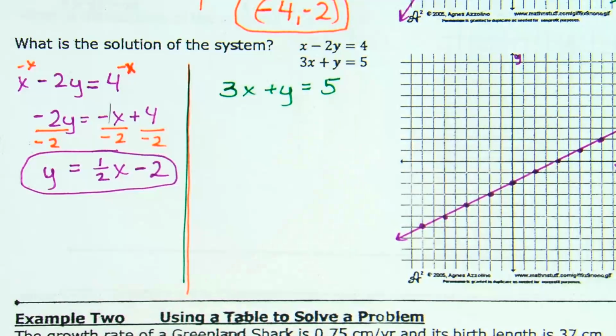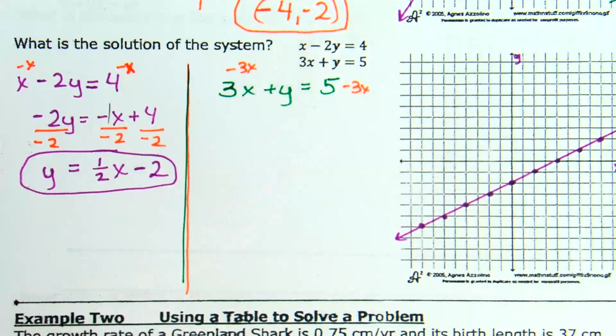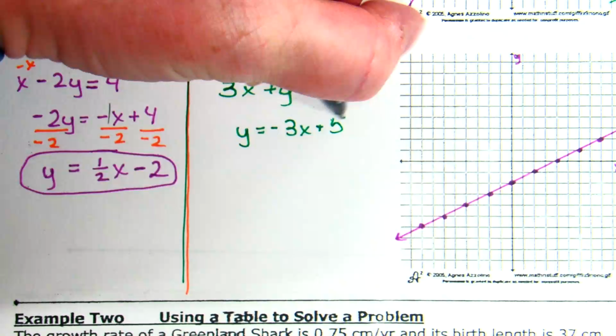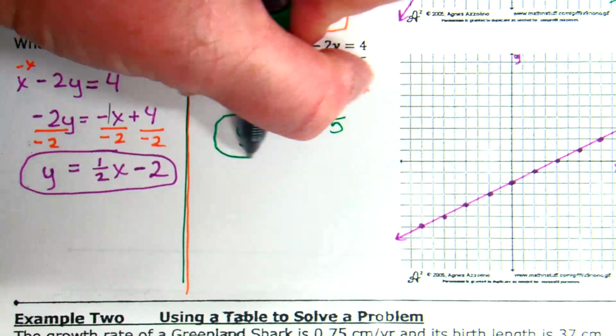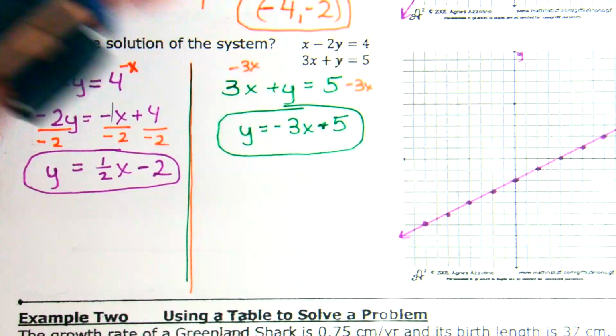Okay, to get y by itself, we're going to subtract the 3x. And then we're going to have, okay. Again, I'm keeping that x term first just to kind of prepare myself. Y equals negative 3x plus 5. And the y-intercept is, how about positive 5? Right?